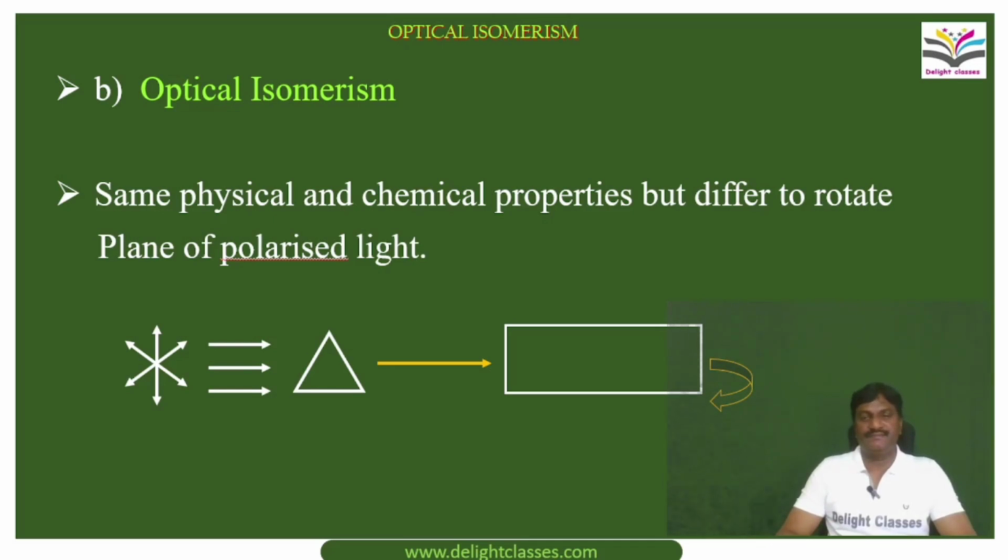In optical isomerism, the physical and chemical properties are the same, but they differ in rotating the plane of polarized light. The light is going to rotate left or right. If glucose and fructose are there, same molecular formula, but they differ in rotating the plane of polarized light. If glucose is there, light rotates to the right side. If fructose is there, light rotates to the left side. Based on that, we can say which is glucose and fructose by using a polarimeter.